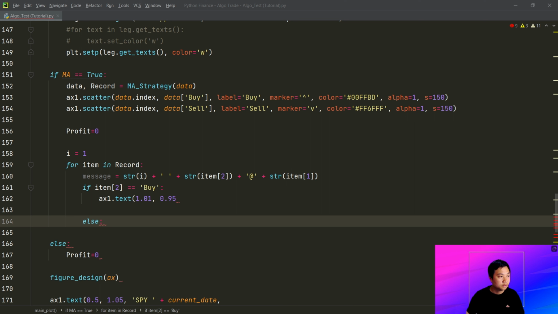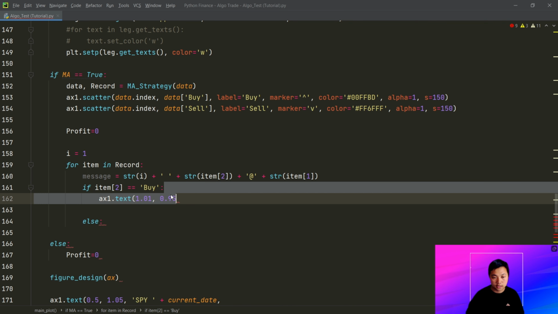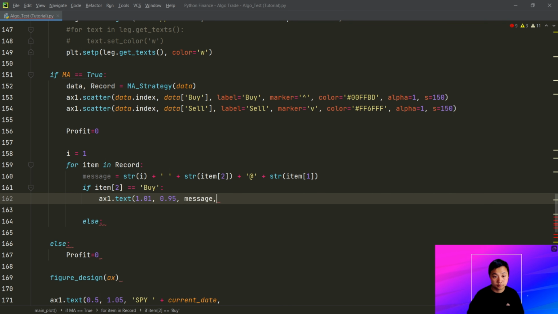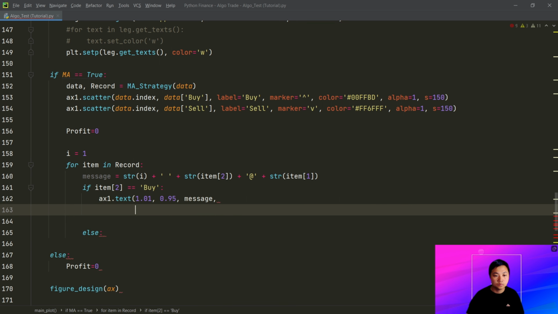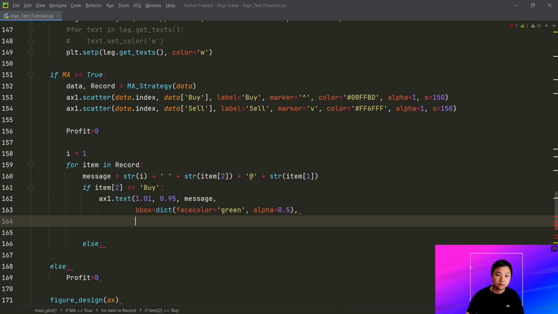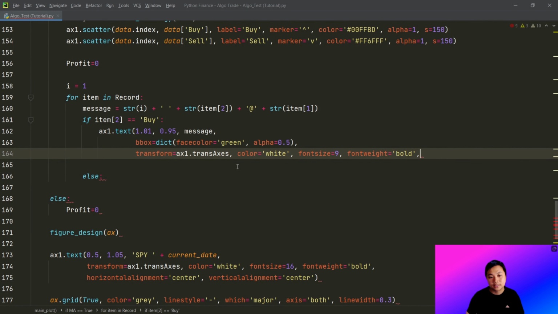And then the message with a bounding box that is color green, that is face color equals green, and then the transparency just set it to 50%, and then the rest is very similar to what we did.